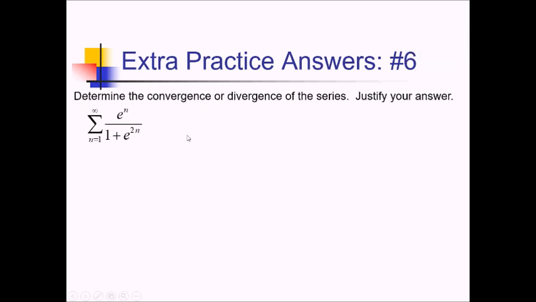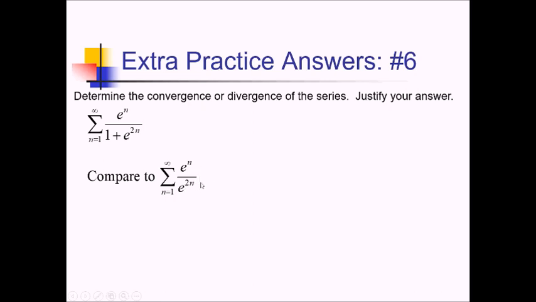To figure out the convergence for this problem, I'm going to try comparing it to something that's pretty close. This is almost a geometric series with these two exponential terms, but not quite. This plus 1 is messing us up. But if you think about it in the long run, this plus 1 really shouldn't make a huge difference for convergence. So I'm going to compare this to e to the n over e to the 2n. Again, just kind of pretending that plus 1's not there.